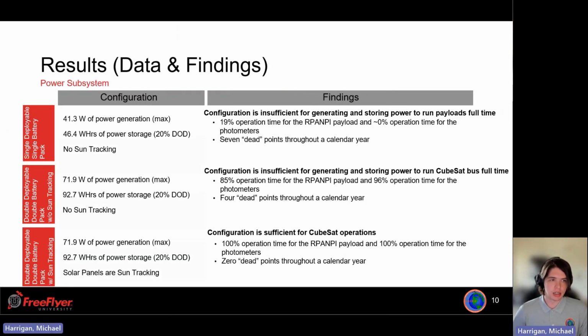And once we run the simulations for a few different configurations, we can make an educated decision on what configuration we want to go with.